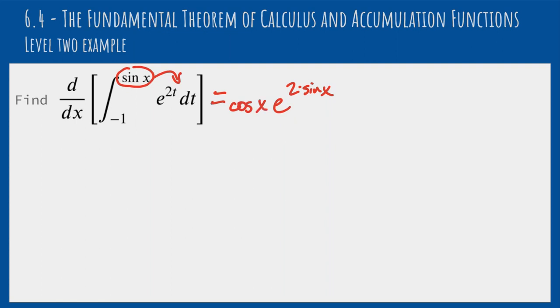And again, just to make sure that it's clear what's in the exponent, what's not, I'm going to put that out front. It certainly wouldn't be wrong to write it like this, as long as it's clear that the cosine is not in the exponent, but the sine of x is in the exponent. Either way is okay.